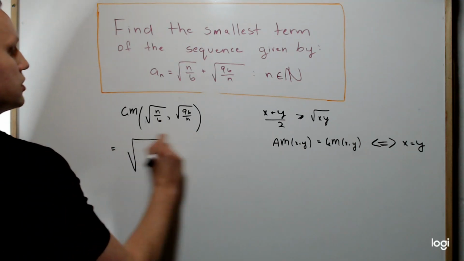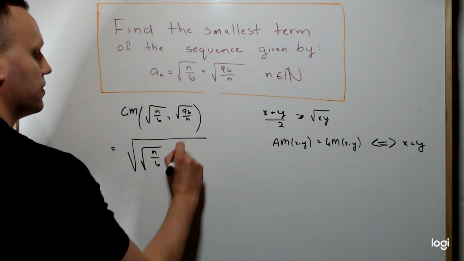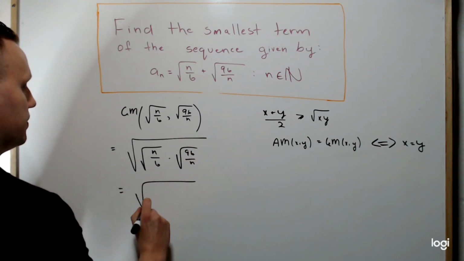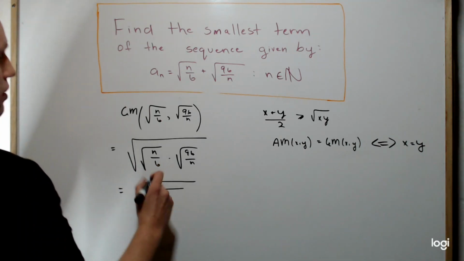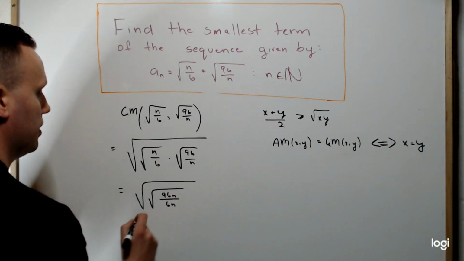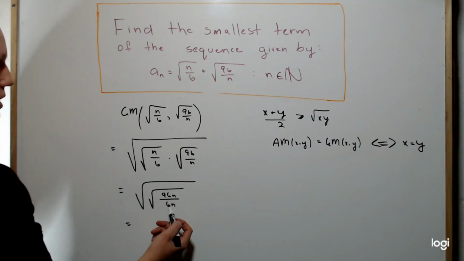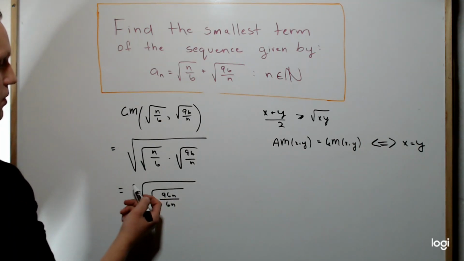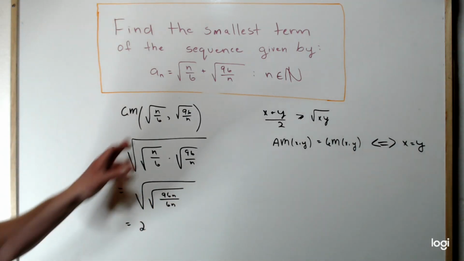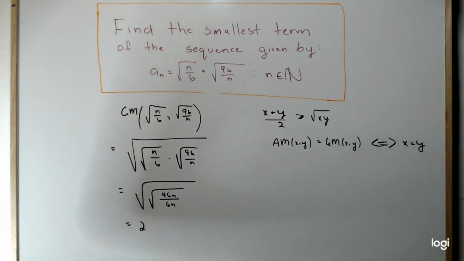So that's equal to the square root of the square root of n over 6 times the square root of 96 over n. And this equals the square root of 96n over 6n. So the n's cancel here. 96 divided by 6 is 16. Square root of 16 is 4. Square root of 4 is 2. So look at that. Regardless of our choice of n, the geometric mean of these two terms is always going to be exactly equal to 2.